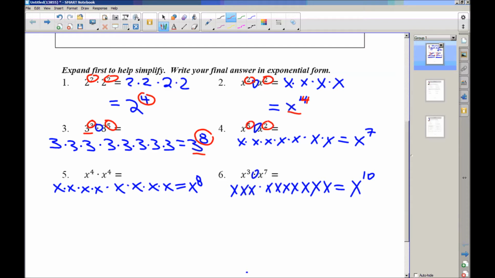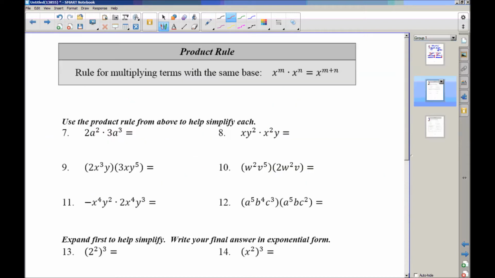So they have to have the same base for that to work. So in all these, all of them have the same base. So x is the same base, and 4 plus 4 makes 8. X is the same base in both, so 3 plus 7 makes 10. All right. So when we flip it over, we'll see a rule for that.